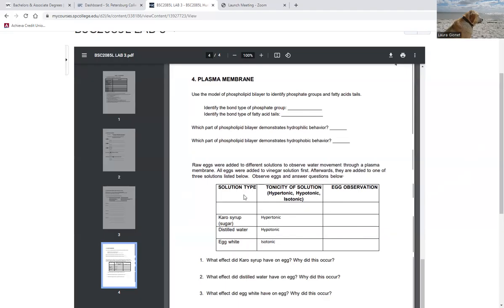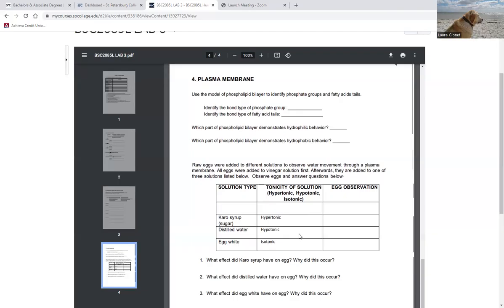So we have solution types over the left-hand column: Karo syrup, distilled water, and egg whites. Those are our three different beakers, so to speak, filled with these different solutions. And then you're to identify the tonicity of the solution. Will it be considered hypertonic, hypotonic, or isotonic? Will I give you this information? Right? The Karo syrup is the hypertonic solution.